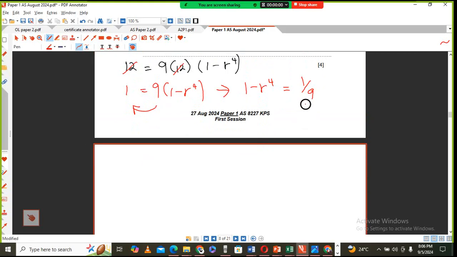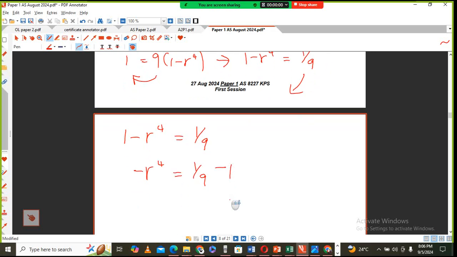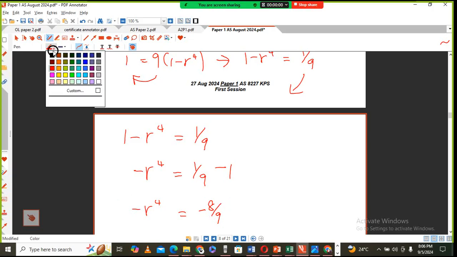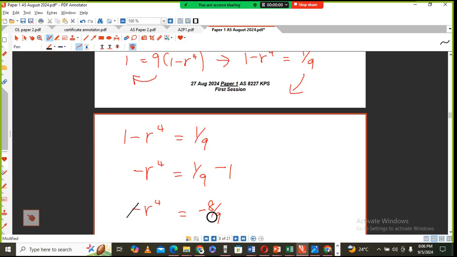So I have from here now, this is where I am. 1 minus r raised to the power 4 is equal to 1 over 9. Minus r is still there. And if you were now to continue with this, you are going to get minus r to the power 4 is equal to minus 8 over 9. Here's the beauty. If you have a negative here and you have a negative there, you can actually cancel them. So r to the power 4 is equal to 8 over 9. But we are not done.